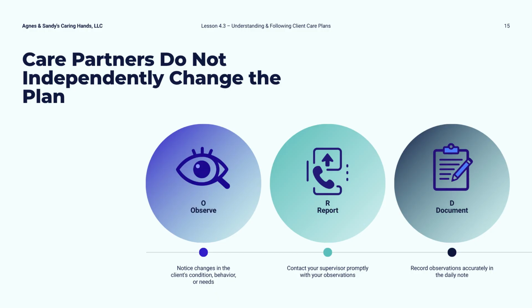Care partners play an important role in identifying changes because you spend direct time with clients. However, observing a change does not mean you independently change the formal care plan. Your responsibility is to observe what is happening, report relevant changes, and accurately document them. The appropriate authorized person can then evaluate whether changes to the client's plan are necessary.